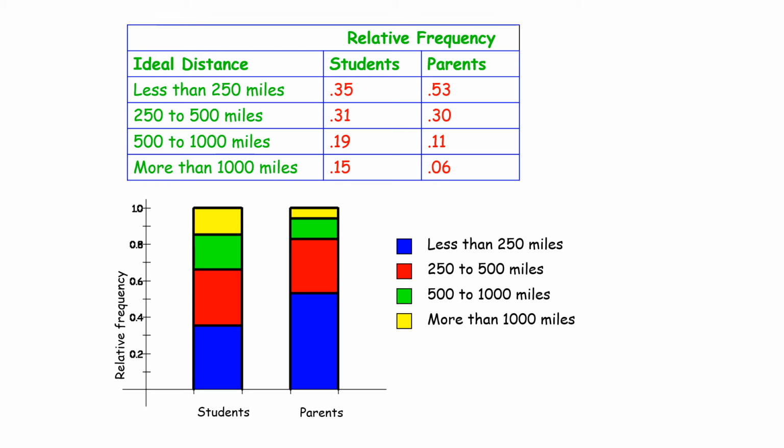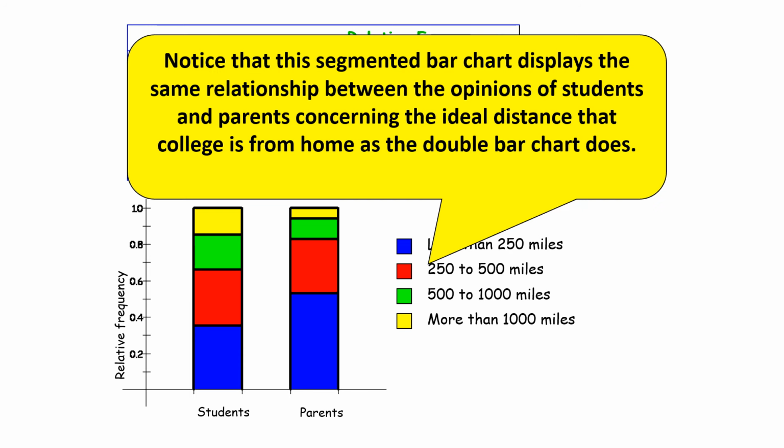So the parents bar looks something like this, and here we have our key. Notice that this segmented bar chart displays the same relationship between the opinions of students and parents concerning the ideal distance that college is from home as the double bar chart does.